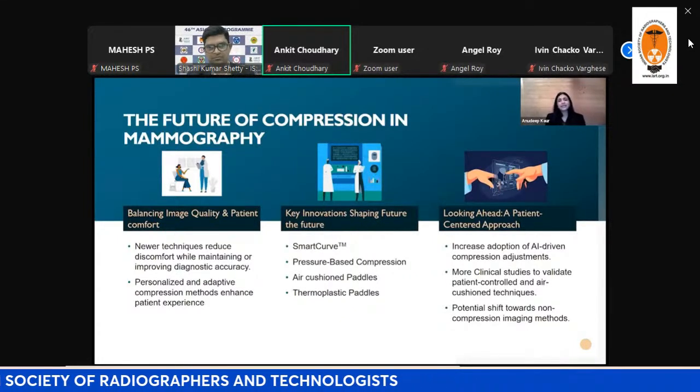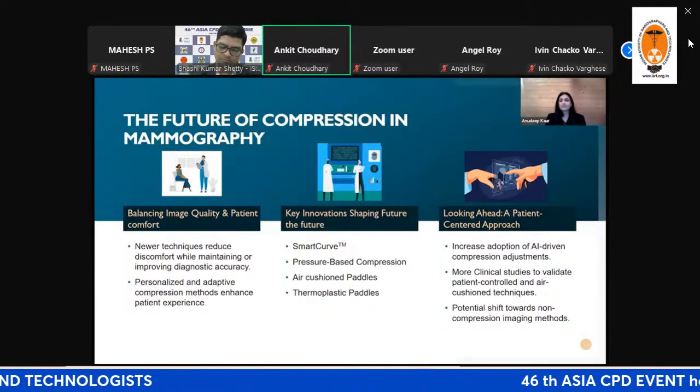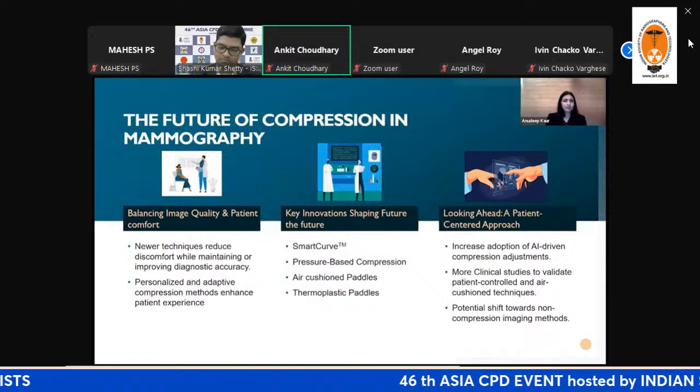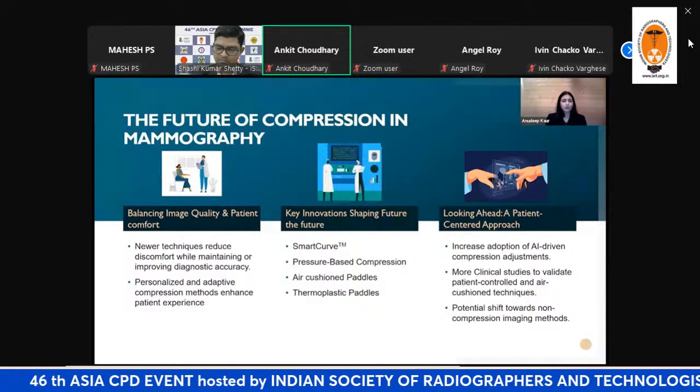Secondly, the key innovations that are shaping the future that we are looking forward to, the first would be the smart curve. The curved paddle really helps with the even distribution of the compression over time.